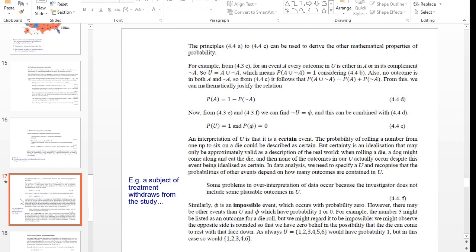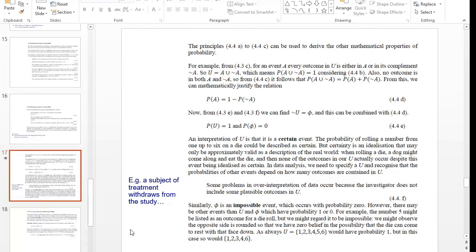Some problems, as I said, in overinterpretation of data occur because the investigator has not included within their universe some things that can actually possibly happen. And if those things turn up, then that will cause problems for your analysis. Okay, great.